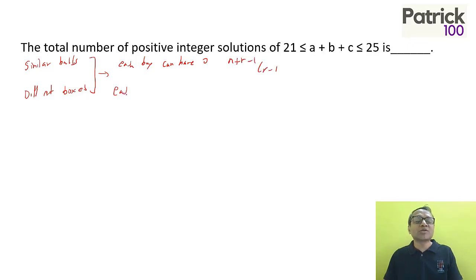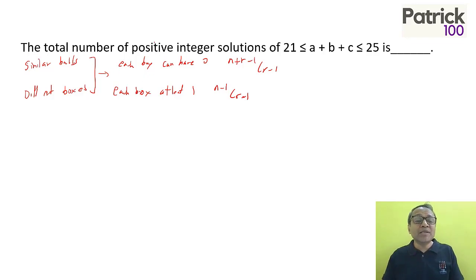And when each box should have at least 1, then the formula becomes n minus 1 C r minus 1. This is a common concept used in PNC sums. There are a lot of concepts, but I'm not recommending you go into a lot of them. At least know this concept. It is frequently used in exams like IPMAT, CAT, etc. So you can look at it.